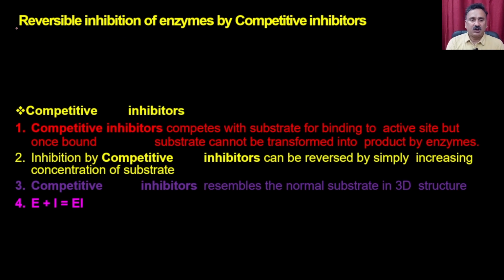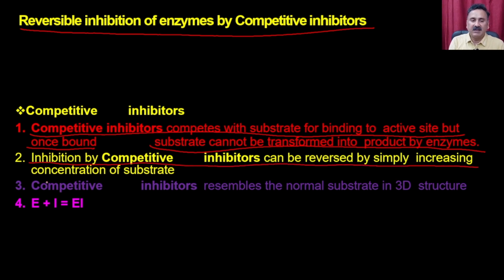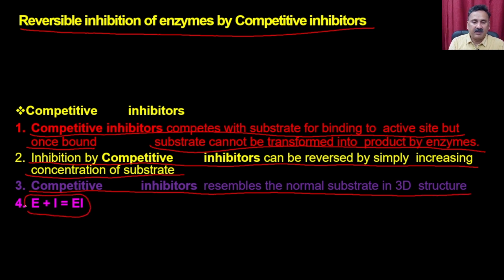So reversible inhibition of the enzyme by the competitive inhibitors. Competitive inhibitors compete with the substrate for binding to the active site, but once they are bound, the substrate cannot be transformed into the product by the enzyme. Inhibition by the competitive inhibitor can be reversed by simply increasing the concentration of the substrate. And a competitive inhibitor resembles the normal substrate in 3D structure. Competitive inhibitors make a complex with the enzyme, and that's how they form the enzyme-inhibitor complex.